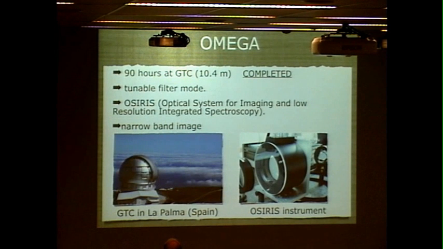Omega is an ESO large program of 90 hours at the Gran Telescopio Canarias, which is a 10.4 meter telescope, and it was completed as of February this year. We've also finished reducing the data. We're using the tunable filter mode of OSIRIS to gather narrowband images.